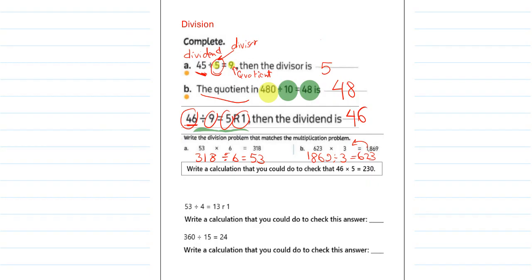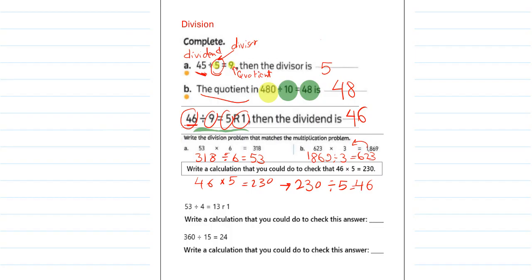Write a calculation that you could do to check the problem. We can check a multiplication problem with a division. If 46 times 5 gives you 230, then you can check this problem with a division problem: 230 divided by 5 gives you 46. But sometimes you have a remainder. In case you have a remainder, then you have to multiply. How could you check a division problem? You have to multiply the divisor times the quotient.